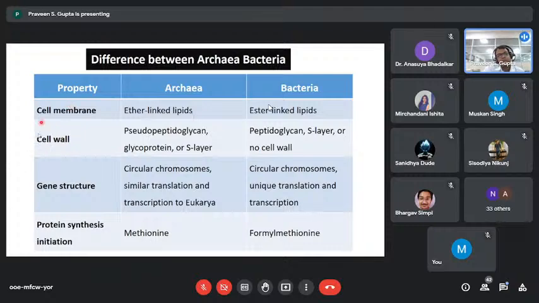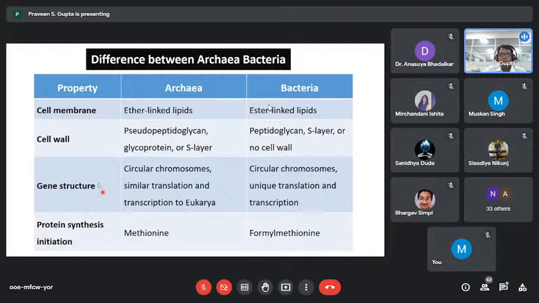Coming to the next part, that is the cell wall. The difference between these two is in the cell wall: you can find that peptidoglycan is present along with other things. But in archaea, there is no peptidoglycan, no murein. It is pseudopeptidoglycan. So remember this point. In archaea, peptidoglycan is absent and it possesses pseudopeptidoglycan. These two points are actually important.